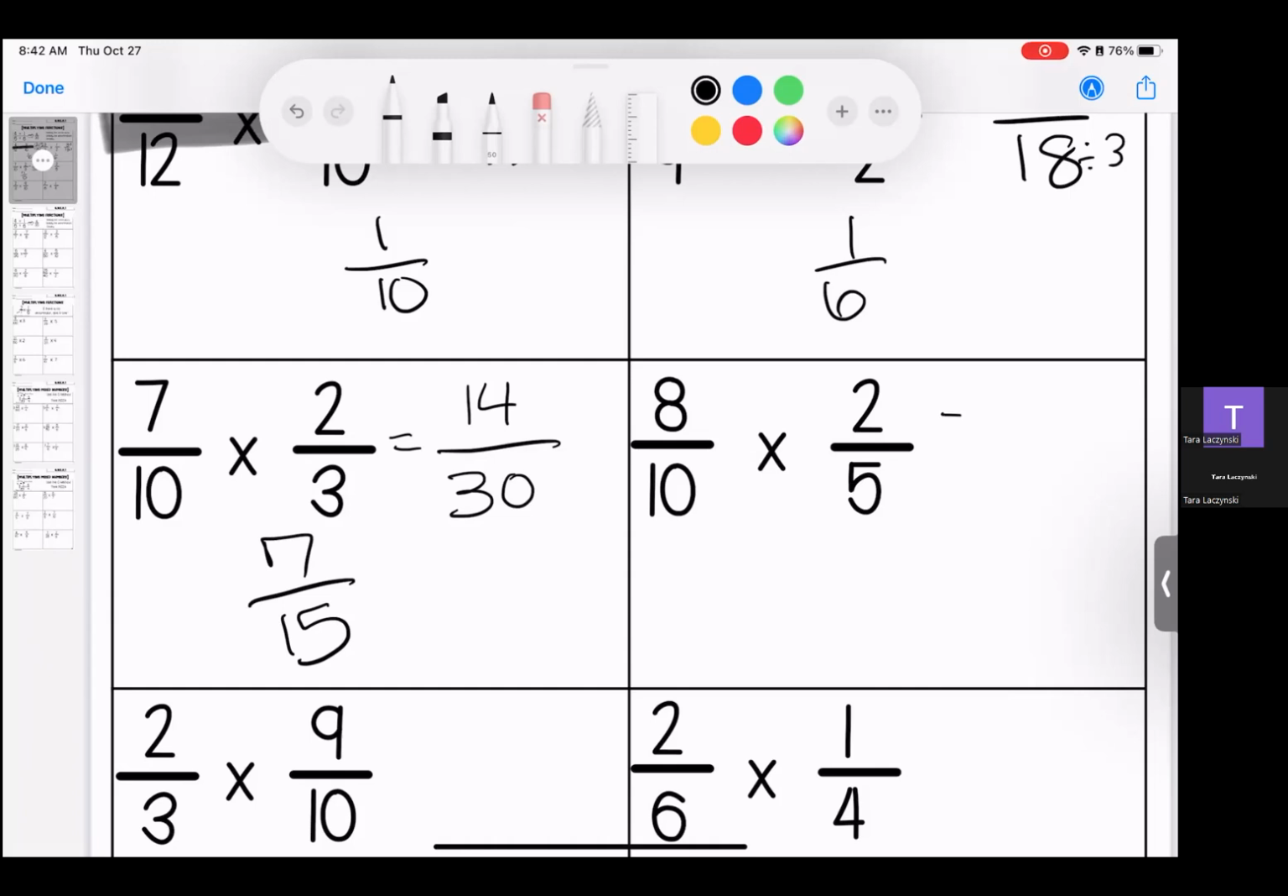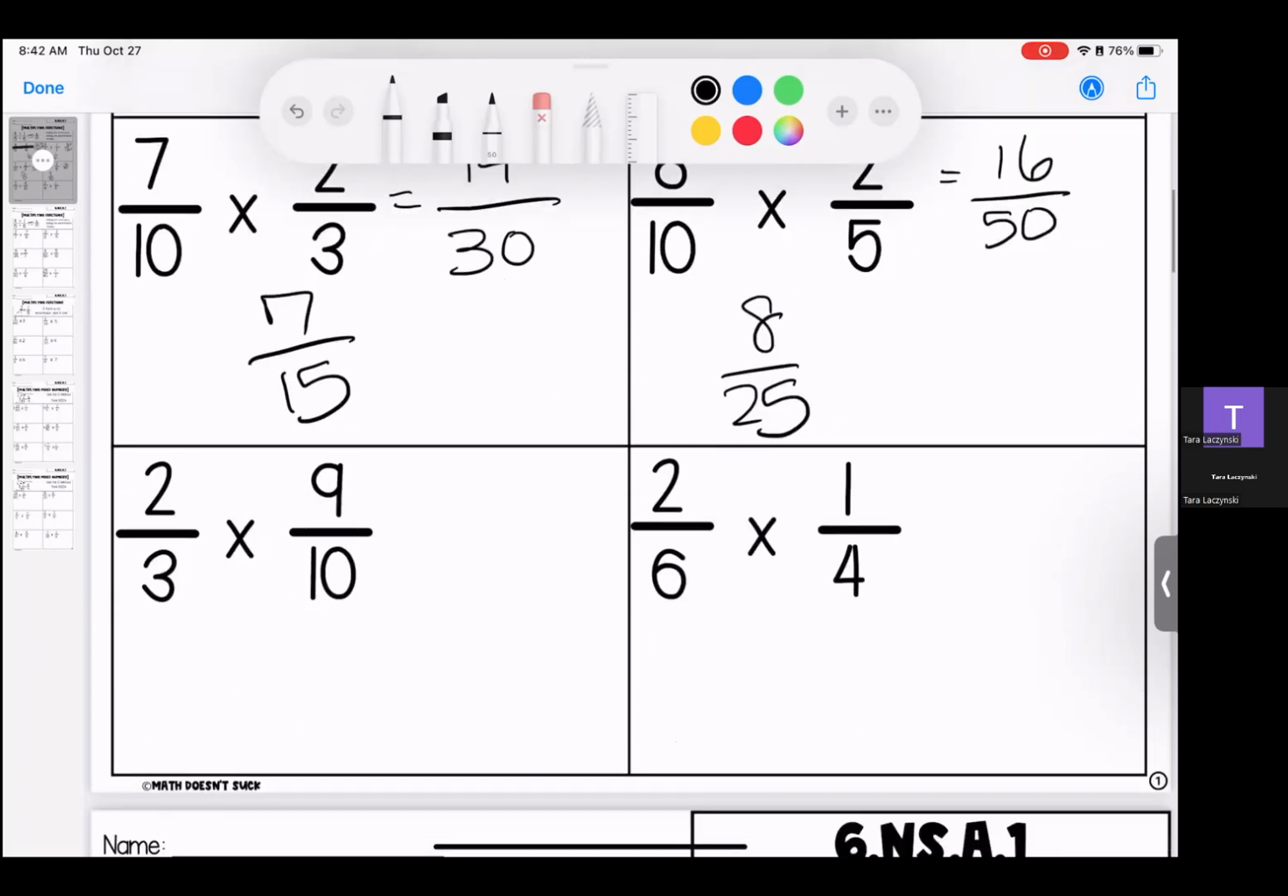Over here, we have 8 times 2 is 16. 10 times 5 is 50. If we cut this in half, we have 8/25. They don't share a common factor at that point, so that is simplified.